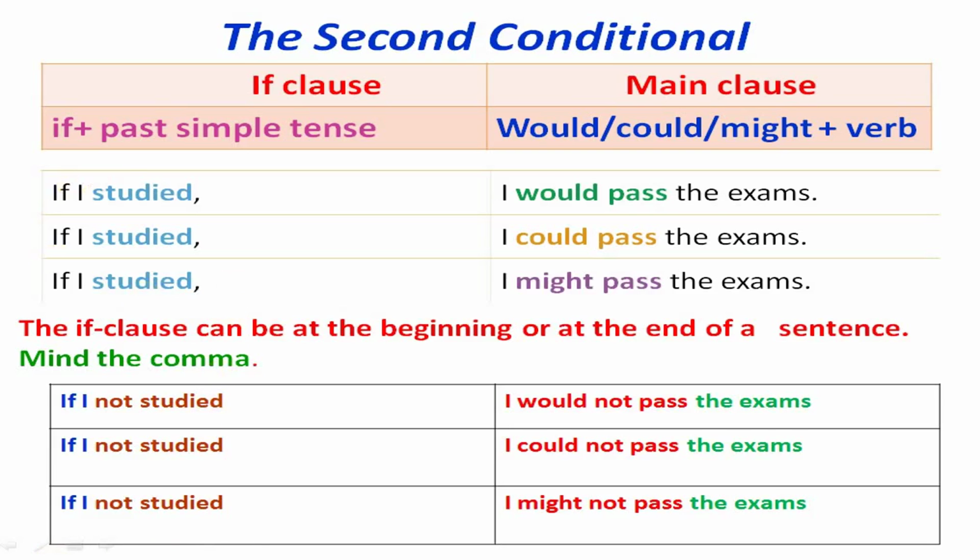Next is the negative forms. If I studied, I would not pass the exams. If I studied, I could not pass the exams. If I studied, I might not pass the exams. These all follow the same pattern of sentences, only with negation in the main clause. So these are the second conditionals. Mind it, in the if clause it must be past simple, and then you use past modal auxiliaries.